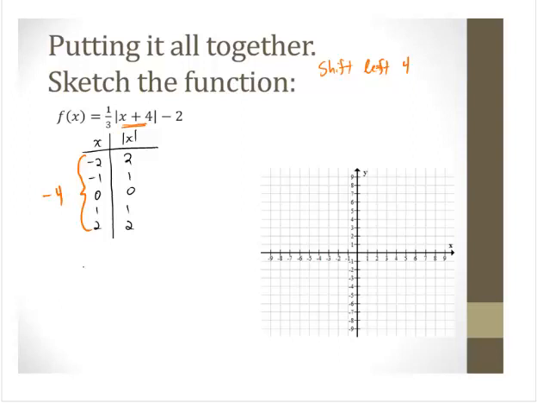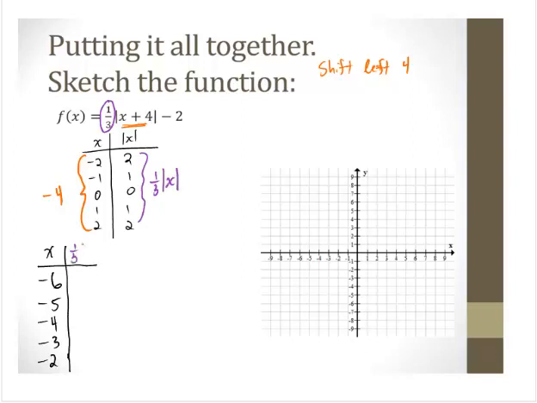All right, so let's see. My new x values would be negative 6, negative 5, negative 4, negative 3, negative 2. Now I need to find 1/3 of the absolute value. So let's put that here. 1/3 of absolute value x would give me 2/3, 1/3, 0, 1/3, 2/3. And now I need to subtract 2. I need to shift down 2.